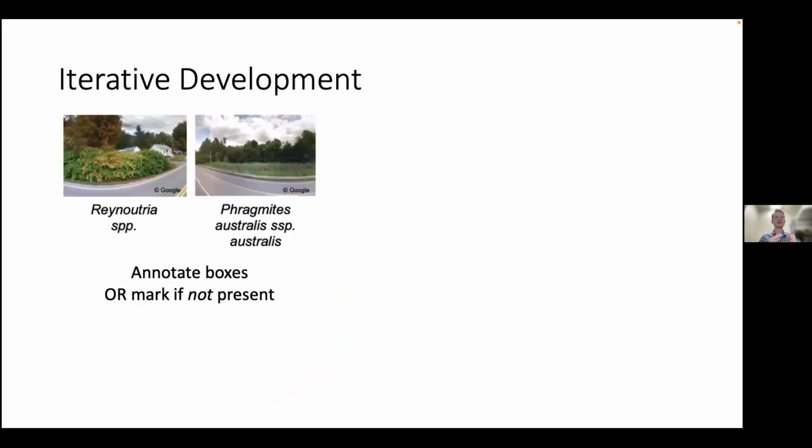There was a lot of annotating of boxes. That's what those lime green squares are. So there's box annotation in the Google Street View roadside panoramas, and if the target species was not present, that would be marked in the image. We did this for thousands of panoramas. But along the way, we came up with a few issues.